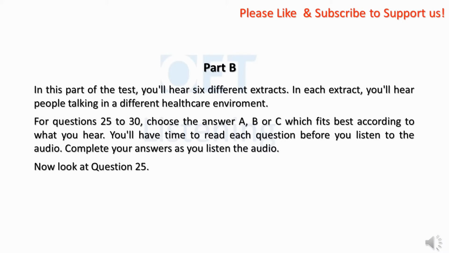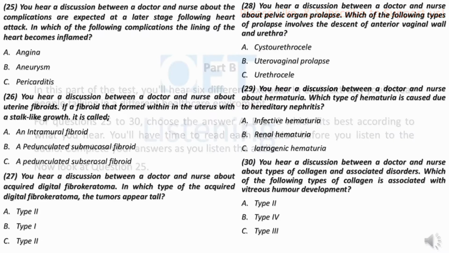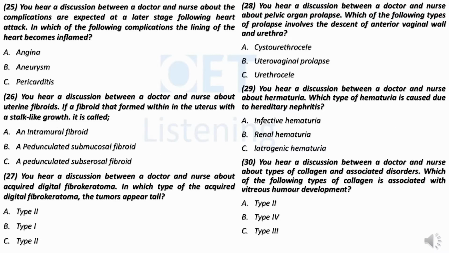Part B. In this part of the test, you will hear 6 different extracts. In each extract, you'll hear people talking in a different healthcare environment. For questions 25 to 30, choose the best answer, A, B, or C, which fits best according to what you hear. You will have time to read each question before you listen to the audio. Complete the answers as you listen to the audio.